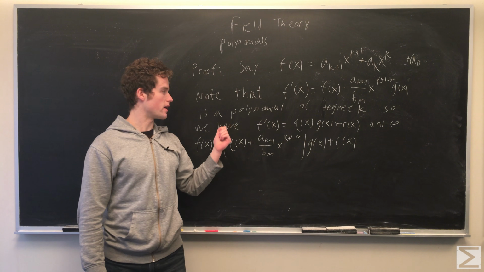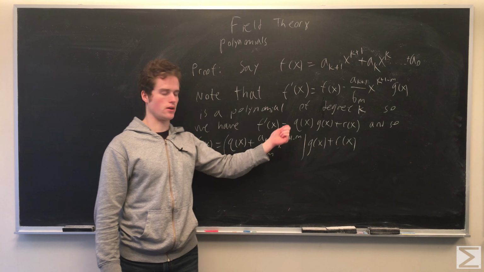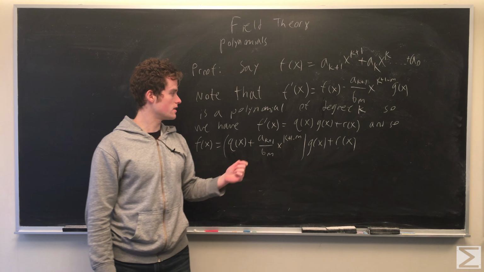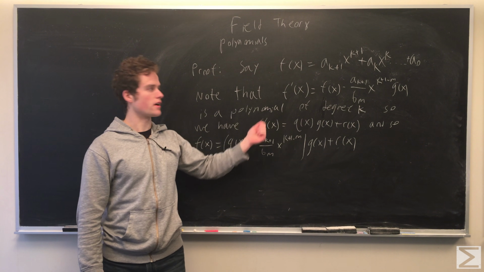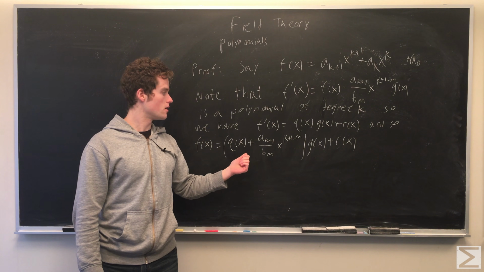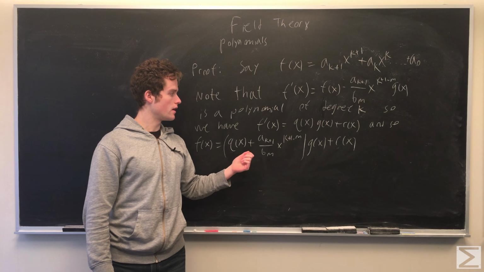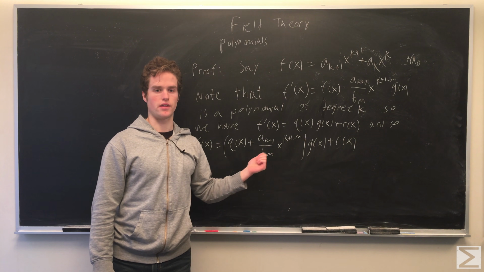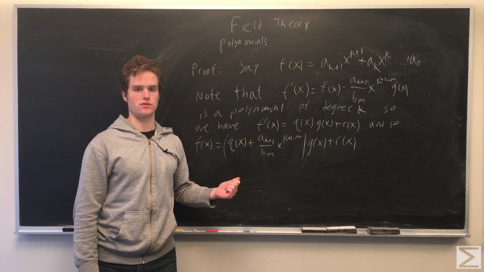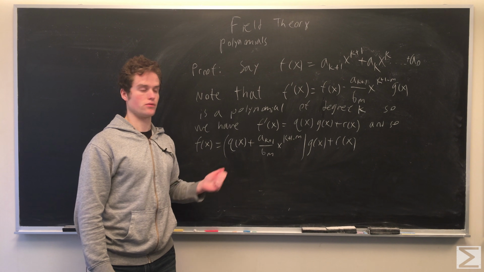So by induction, we have f'(x) = q(x)g(x) + r(x), where degree of r(x) is less than degree of g(x). And so plugging in for f'(x), our expression, we have f(x) = [q(x) + (a_{k+1}/b_m) x^{k+1-m}] g(x) + r(x), where degree of r(x) is still less than degree of g(x). And so that completes our induction, and that completes our proof.